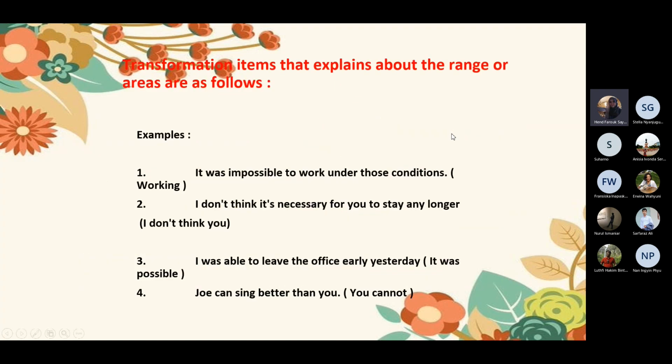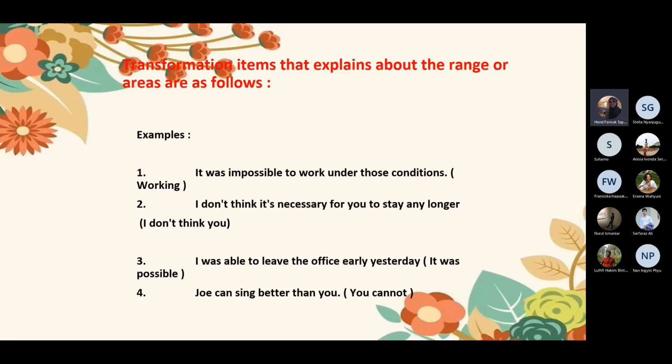Transformation items explain about the range of areas as follows. We have different types. An example would be, it was impossible to work under those conditions. If we had to use the word working at the beginning of the sentence, the students would probably change the whole structure, because it's going to be: working under those conditions was impossible. Second one, I don't think it's necessary for you to stay any longer. I don't think you need to stay any longer.